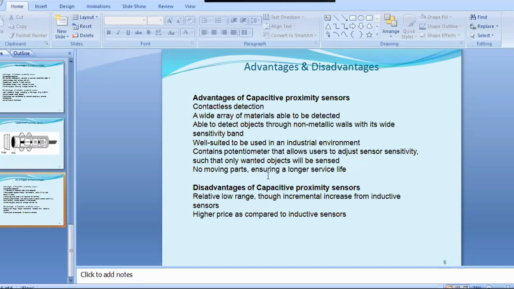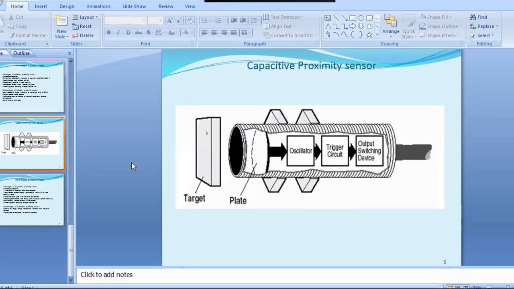There are no moving parts in common applications, so that ensures a long service life. The disadvantage is a relatively low range. Also, the capacitive proximity sensor has a high price as compared to the inductive sensors. So this is all about the capacitive proximity sensor.